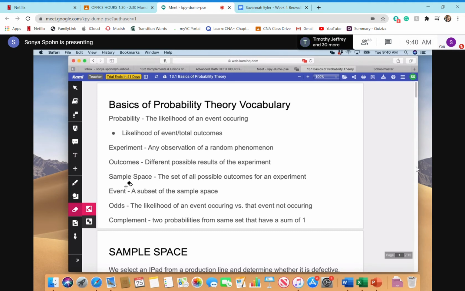An event is what you do, like the event of flipping a coin. So flipping a coin, landing on heads 3 times would be an event. And then odds are very similar to probability. They are the likelihood of something occurring versus the event not occurring. And a complement is 2 probabilities from the same set that have a sum of 1. So again, this is just a general vocabulary list.